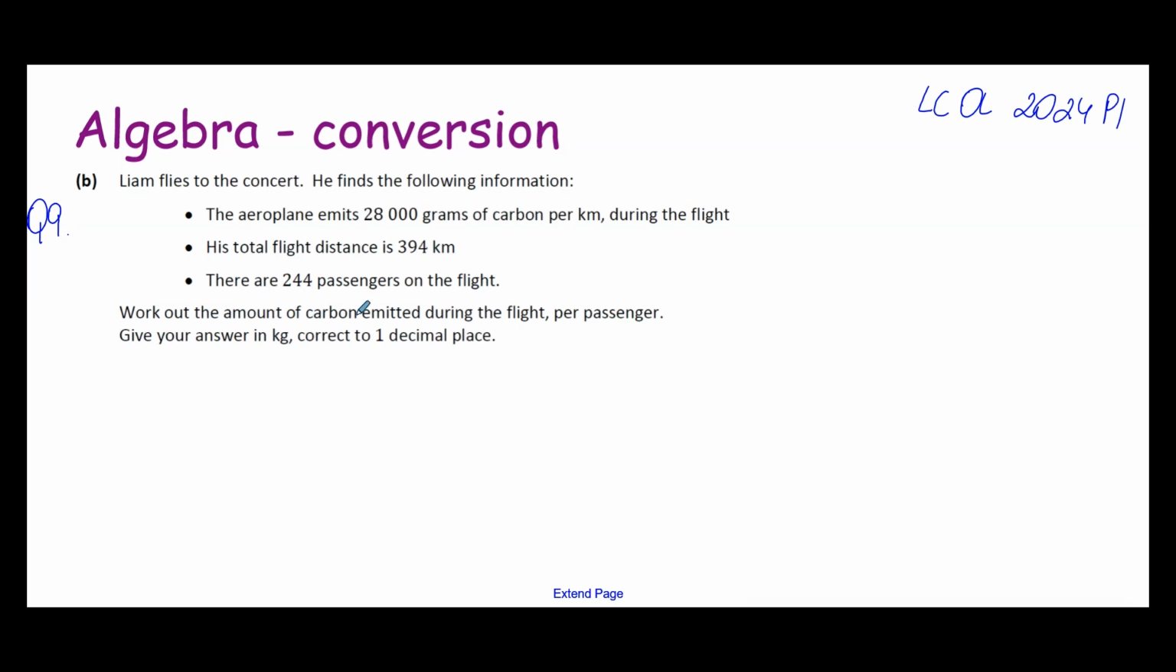Give your answer in kilograms, correct? One decimal place. So what is it that I am working out? Amount of carbon. So on one side, we are looking at carbon in kilograms, per, and on the other side, I'm looking at passenger. That's what I'm looking for. Let's put x. How much carbon in kilograms per one passenger is emitted during the flight?